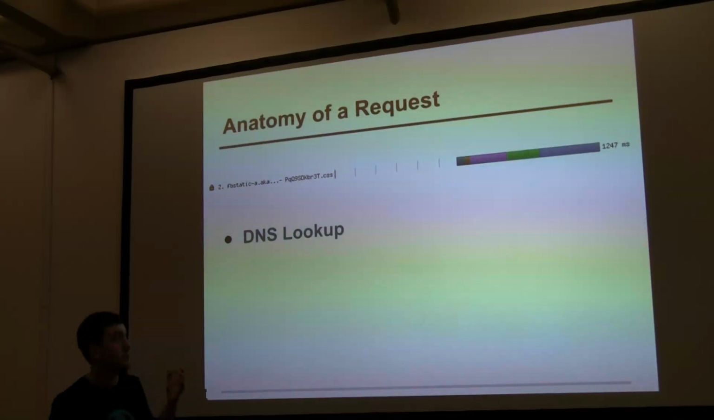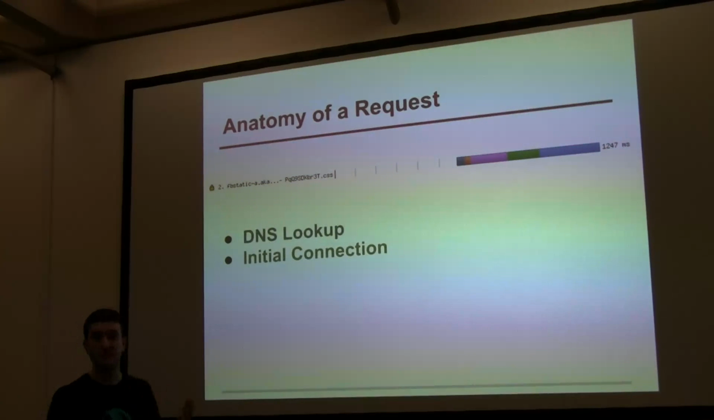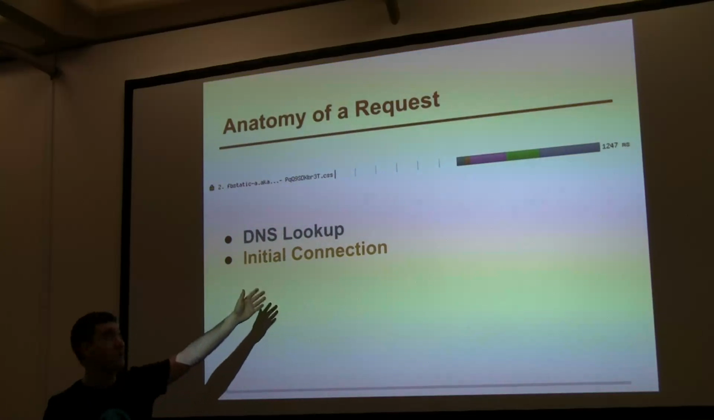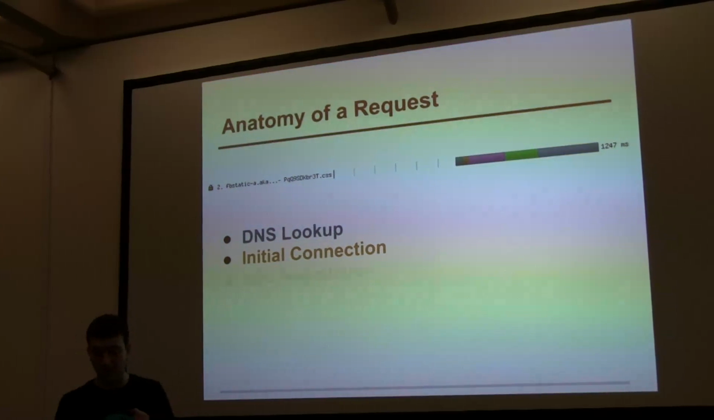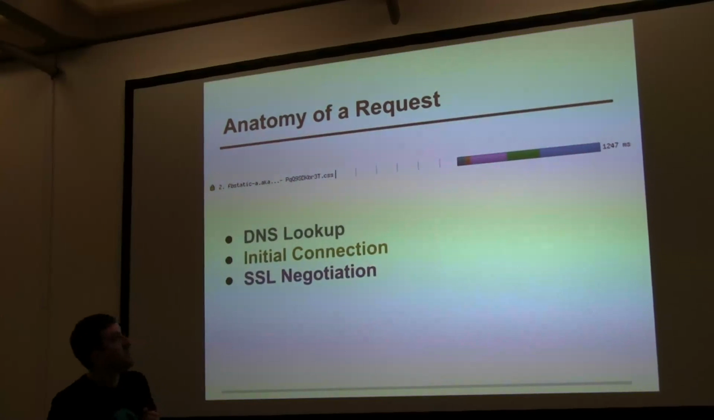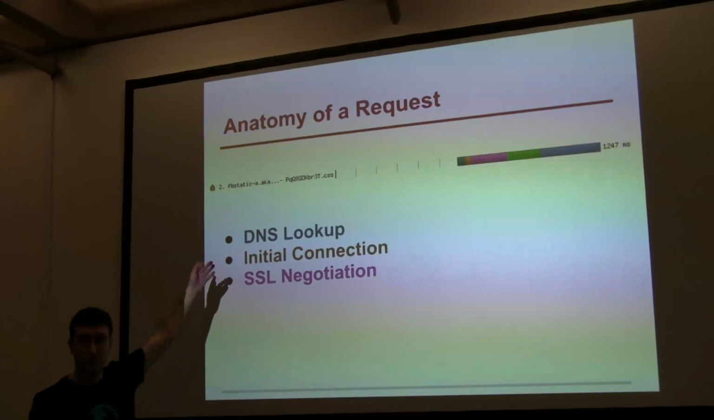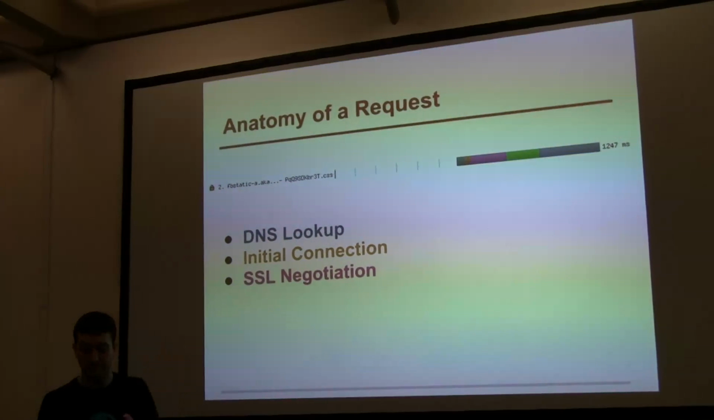Next is the initial connection, the orange. This is the TCP setup stage. This is how the user agent or the browser connects to the server. There's a few things that we can do to optimize this. This is like an opening connection type scenario, and we're going to see that there are ways that we can optimize all of these. In this pinkish purple, it's SSL negotiation, which corresponds to that padlock icon.